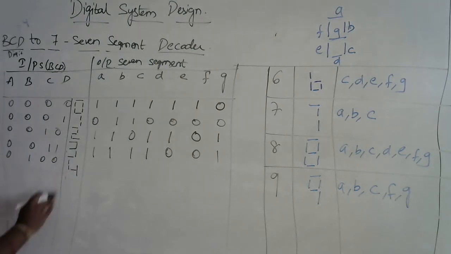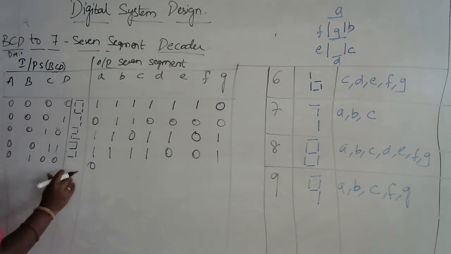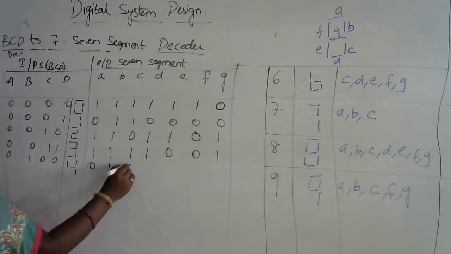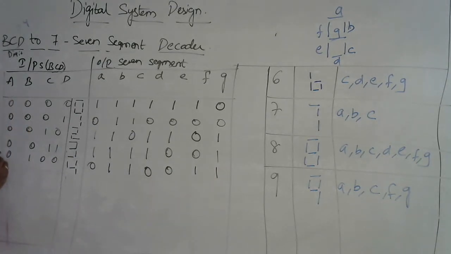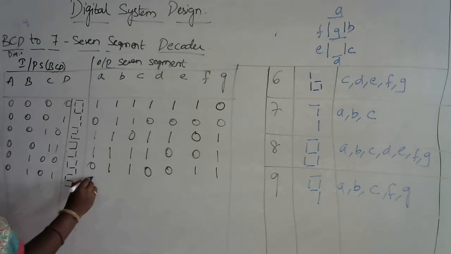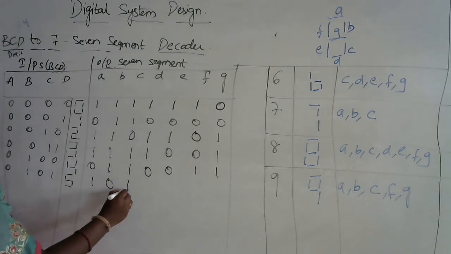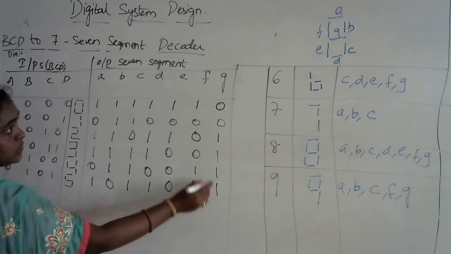For 4, 0, 1, 0, 0. For 4, A is 0. So we will be having B, C, F, G. So B is 1, C is 1, D is 0, E is 0, F is 1, G is 1. For 5, 0, 1, 0, 1. This is the 5 equivalent. A is 1, B is 0, C is 1, D is 1, E is 0, F is 1, G is 1.